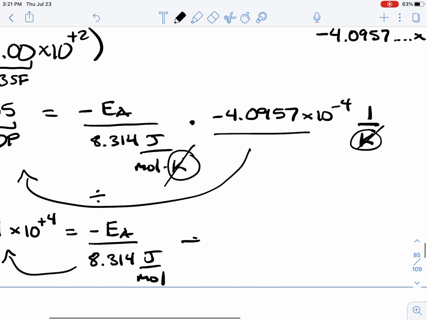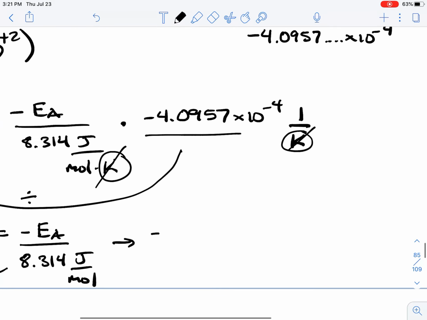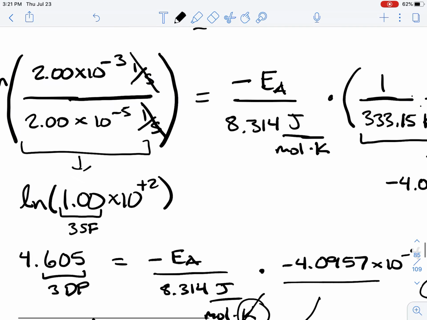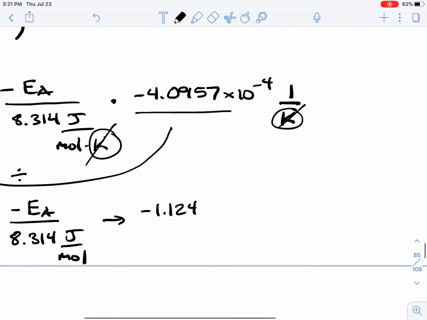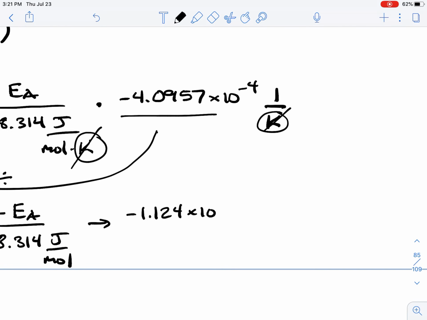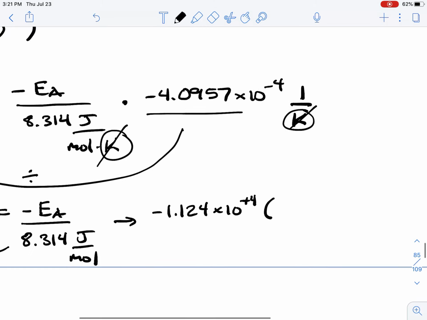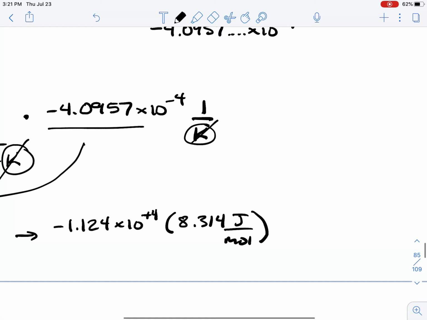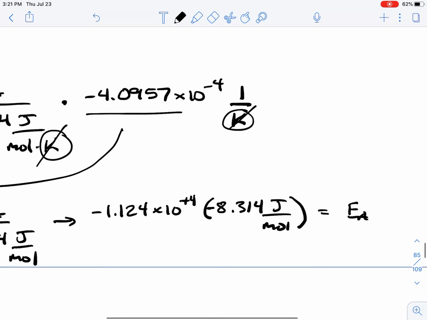And so I'm going to go ahead and I'm running out of room here. So negative 1.124. And so remember, this value is unitless, because we canceled that unit at the very beginning. So this is times 10 to the positive 4 times this by 8.314 joules per mole. Actually negative, sorry. So that's going to be the activation energy.